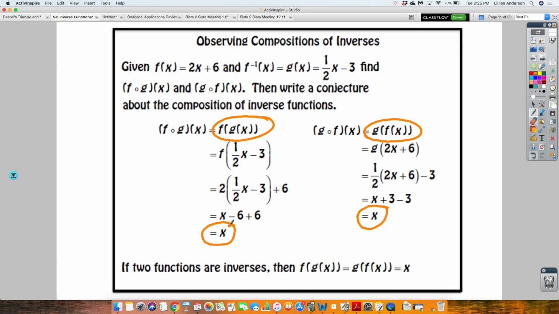But the main thing about inverses is you're just switching your x's and your y's and then doing the composite of the two functions both ways. We're going to look at an example. You already have one written down now in your notes, but I think it's going to be better for you to see it actually worked out.